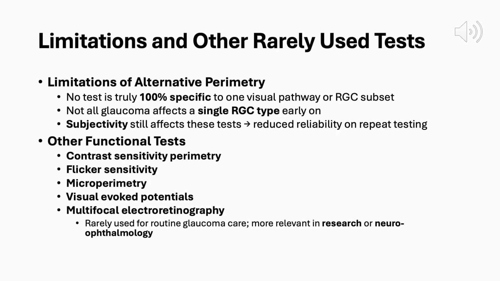Although alternative perimetry aims to detect early glaucomatous changes, these methods come with limitations. No test is completely specific to one visual pathway, and early glaucoma doesn't always target a single type of retinal ganglion cell. Subjectivity and variability can reduce test reliability over time. There are also other functional tests like contrast sensitivity, flicker sensitivity, and microperimetry, but these are not commonly used in clinical glaucoma care. Tools like visual evoked potentials and multifocal ERG are typically reserved for research or neuro-ophthalmic evaluation.